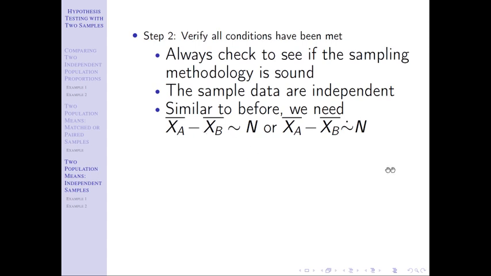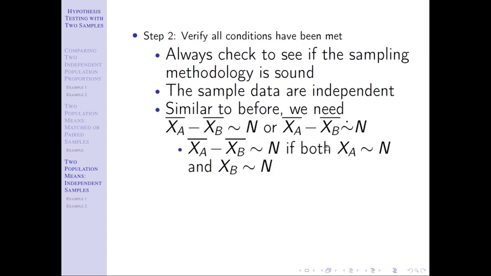So how do we do that? Again, just like before, we use that gated approach. We ask ourselves, is the initial distribution X normally distributed? If X is normally distributed, then X bar is normally distributed. If X sub A is normally distributed, X bar sub A is normally distributed. If X sub B is normally distributed, X bar sub B is normally distributed, right? So again, we're just doing that gated approach.